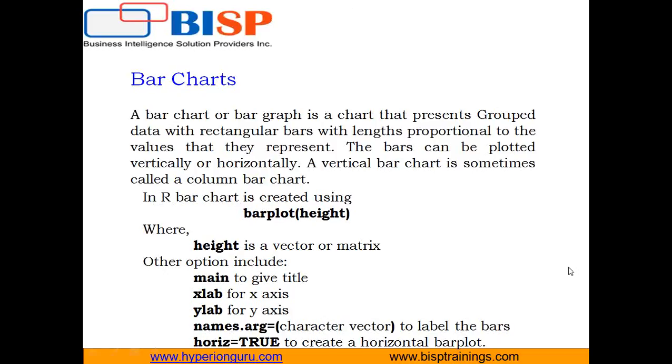Height is a vector or a matrix. Other options we can include for creating a bar chart are main, which is used to give the title to our chart, xlab for naming the x-axis, ylab for naming the y-axis, and names.arg to label each of the bars. If I write horiz equals TRUE, we will create a horizontal bar plot; by default it is a vertical chart.